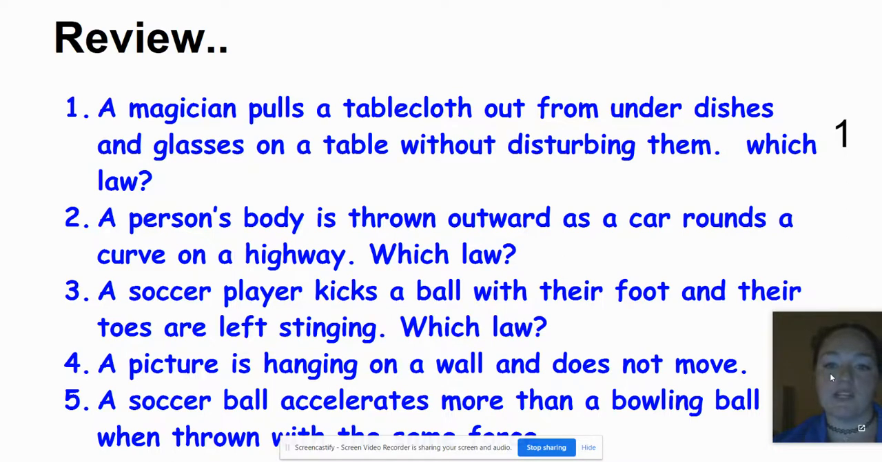All right, a magician pulls a tablecloth out from under the dishes and glasses on a table without disturbing them. Which law is that? The items on the table are not being disturbed. So that's 1. 2, a person's body is thrown outward as a car rounds a curve on a highway. Which law is that? Remember that whole seatbelt thing? That would be number what? Uno. Okay.